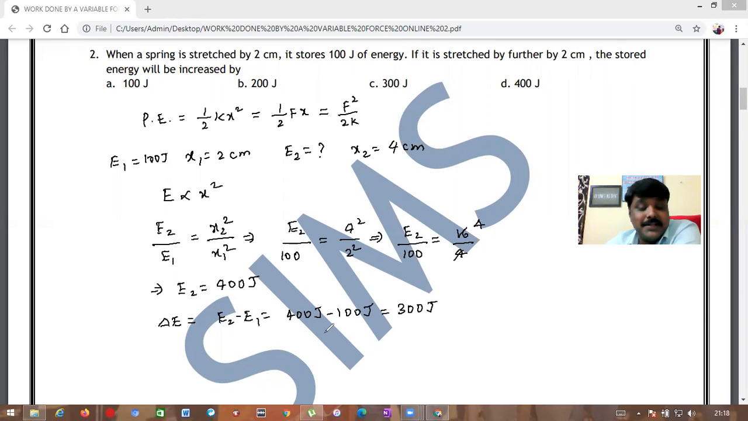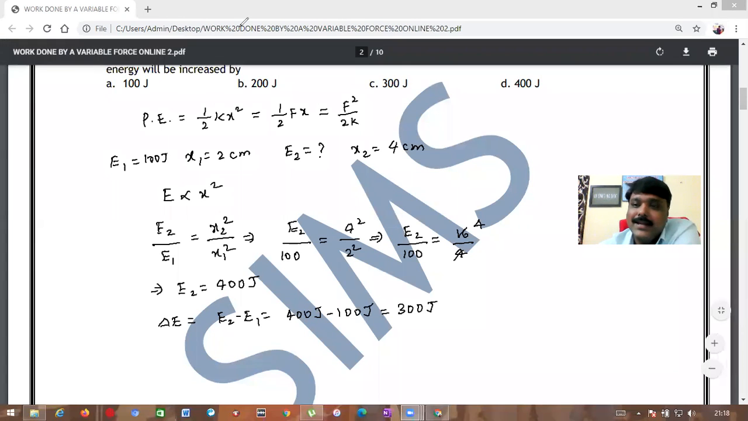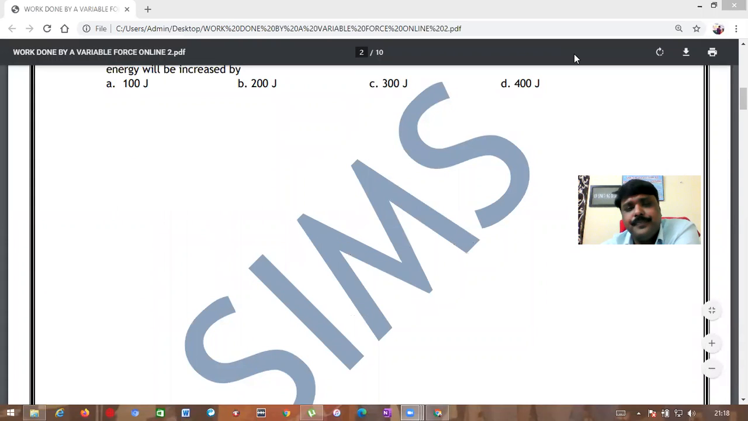You can observe here, we have two options, 300 joules and also 400 joules. That's why we need to read the question carefully and then move on further. Okay, let us move on to the next problem.